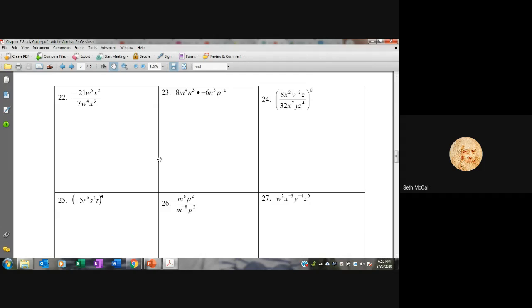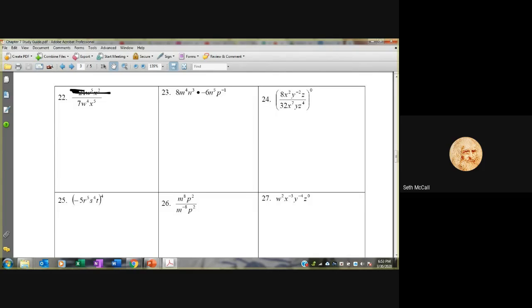If you are looking at the first problem, number 22, you can see that it is a quotient, and we have stuff on the numerator, stuff on the denominator. We always want to look at the numerator and denominator separately first, though. So just looking at the numerator, you have a negative 21, w to the fifth, x squared. Now, there's nothing we can do to that, so that's good. We always want to double check that first.